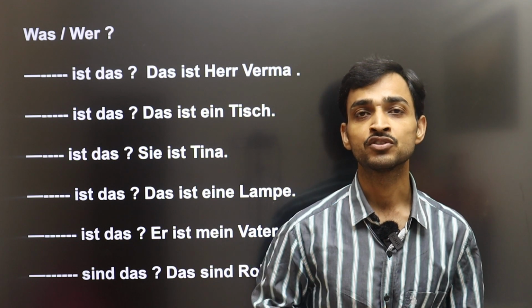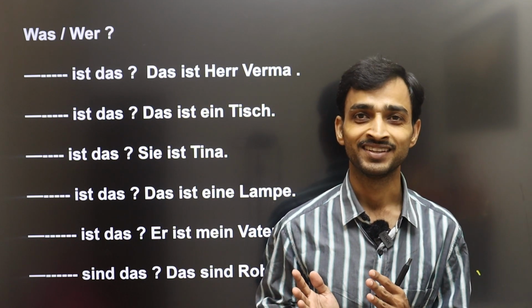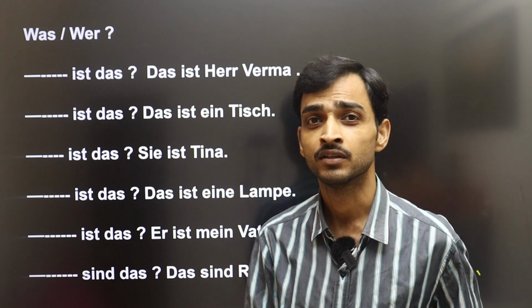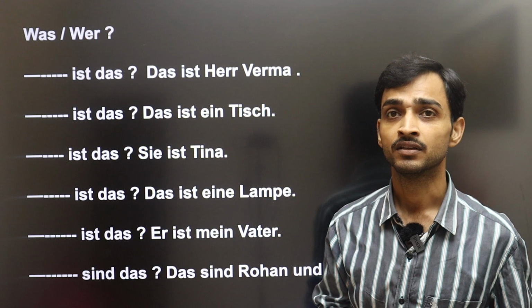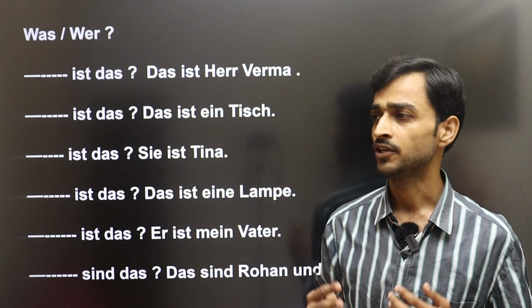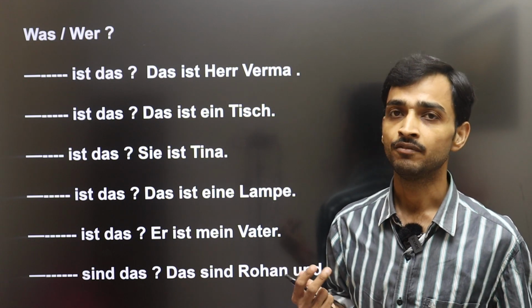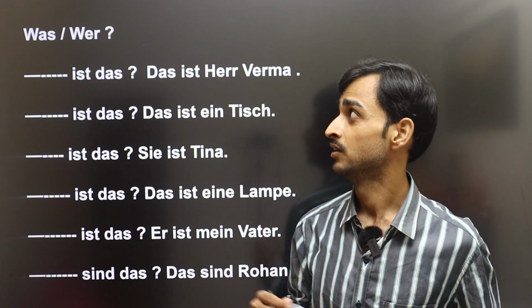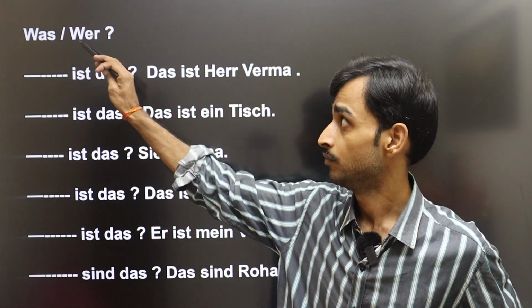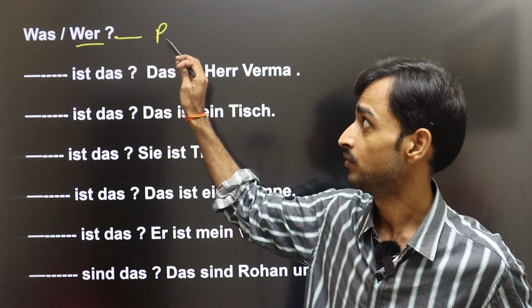So today I will do this topic, was und wer. What is the difference between was and wer? When do we use was and when do we use wer? Was means what. If I talk about something, I will say was. But if I talk about someone, a person, I will use wer. Okay, wer is for person, we say person.